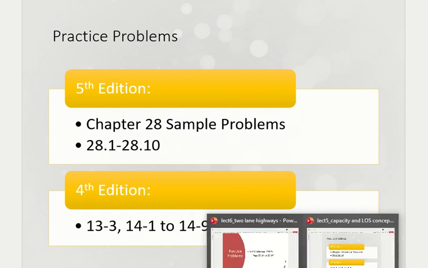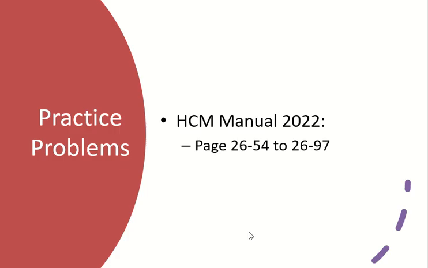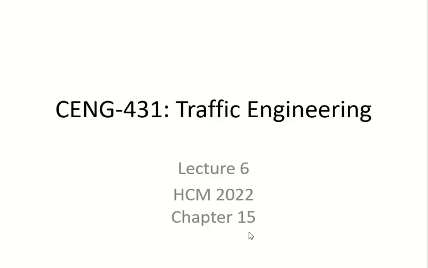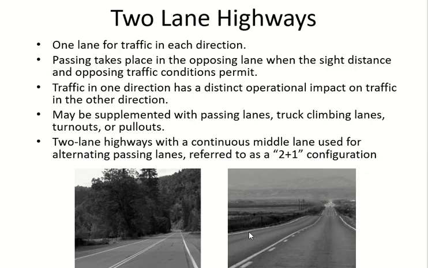Now I'll move on to the next one, which is the two-lane highways. It's a continuation of the same topic, level of service and capacity. So two-lane means one lane each direction. Okay, so they are very important and very risky because of passing. So on two-lane highways, passing is difficult because you have to go in the other direction.